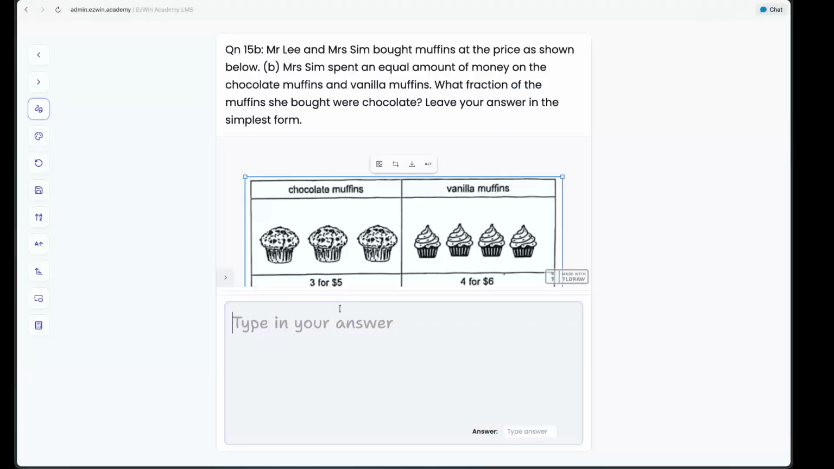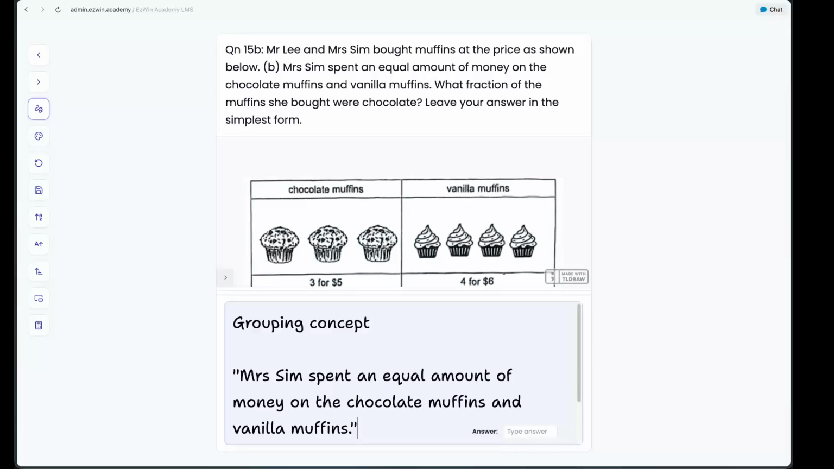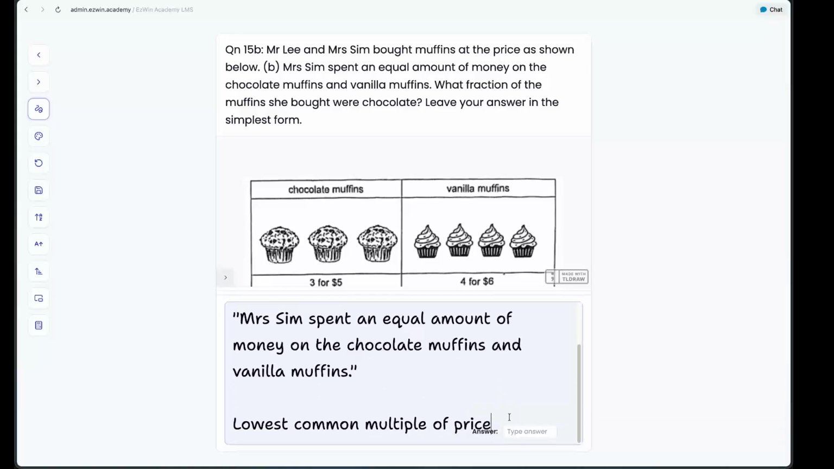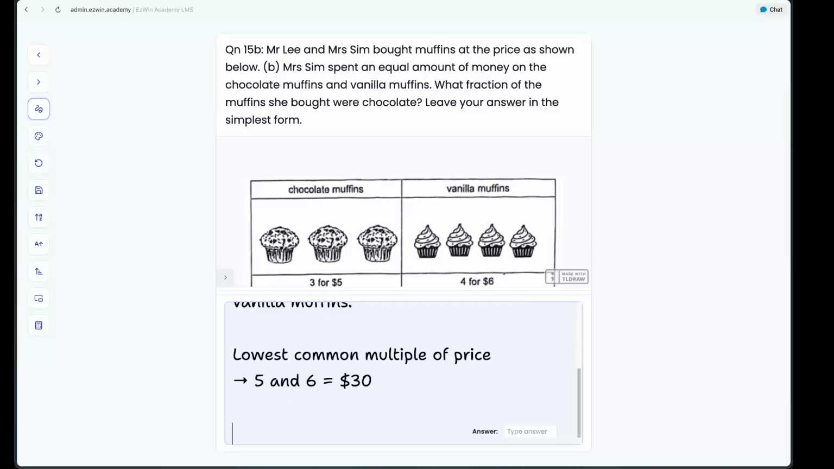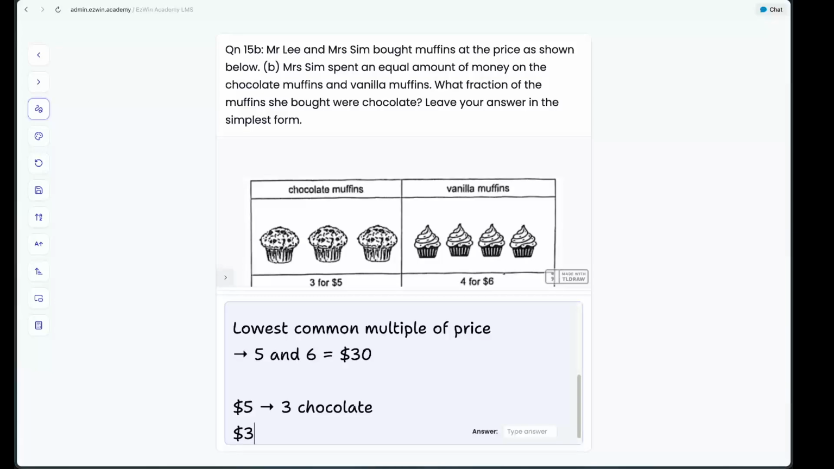So this is a grouping concept. First thing is we need to find the lowest common multiple of price, since Mrs. Sim spent equal amount on chocolate and vanilla. So the lowest common multiple of price of 5 and 6 is equal to $30. So if $5 gives us 3 chocolates, then $30 will give us 3 times 6, which gives us 18 chocolate.